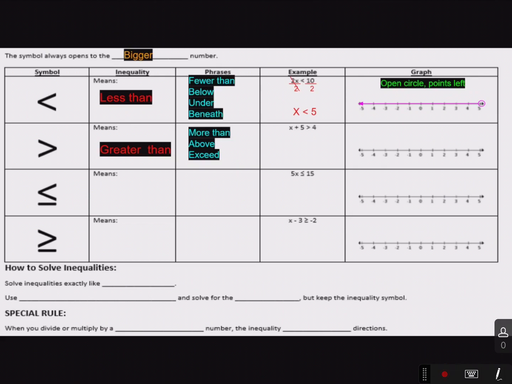Let's take a look at the example that they give us. They have x plus 5 is greater than 4. In order to solve this one, we need to do the inverse operation of plus 5, which is subtract 5 on both sides. The original 5's cancel, and you're left with x is greater than 4 minus 5, which gives you x is greater than negative 1. Because you have a smaller number and you're subtracting a bigger number from it, that means that you're going to get a negative number.